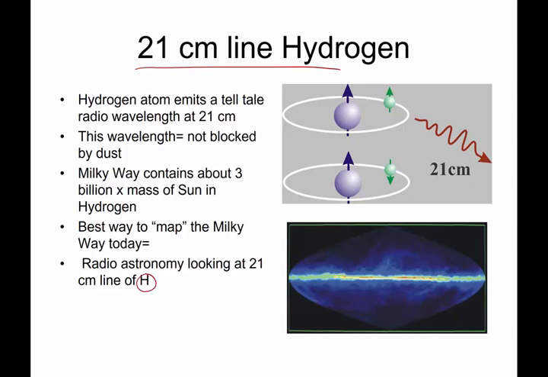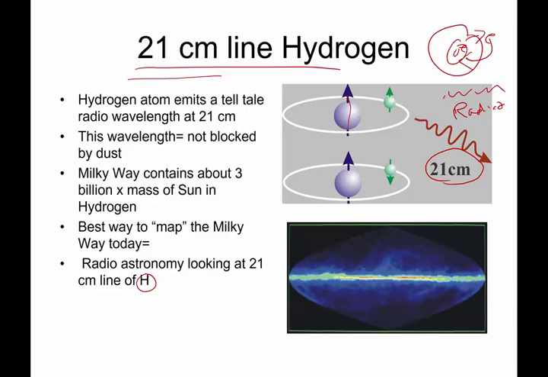And when hydrogen atoms get excited and electrons jump to a higher energy level and then fall back down, they have a tendency to emit a radio wave that has a wavelength of about 21 centimeters. That's why it's called the 21 centimeter line of hydrogen. Why is this important? Hydrogen is everywhere in the cosmos, and this particular radio wave is not blocked by dust.